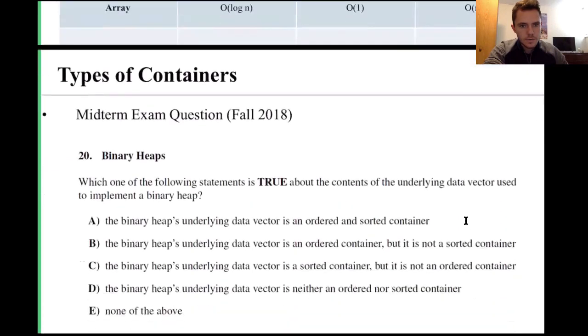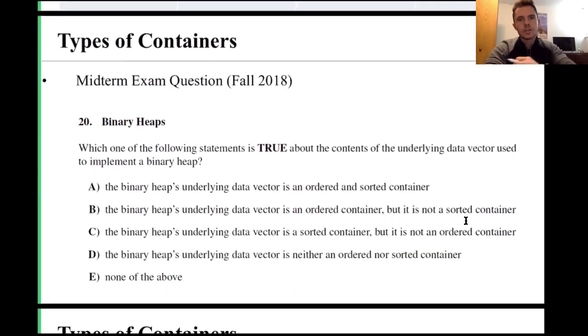Moving on to this midterm question here. Which of the following statements is true about the contents of the underlying data vector used to implement a binary heap? Is it ordered and sorted? Is it ordered but not sorted? Is it sorted but not ordered? Or is it neither? Or E, none of the above? I'll give you a second to think through this on your own, and then feel free to drop what you think the answer is in the chat below, and then we'll go over this question.